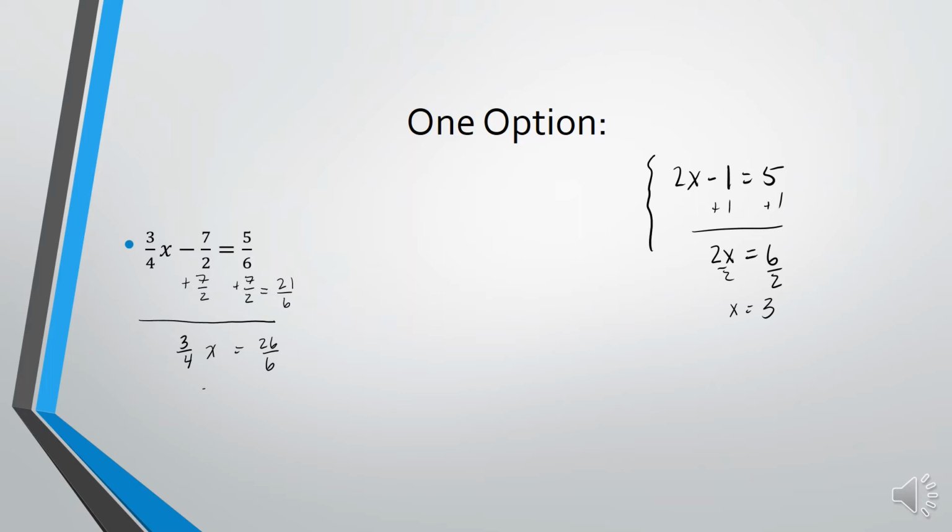And before I go any further, I do want to reduce that fraction. Otherwise, I'm going to have to do it later. So 26 over 6, I think that's 13 over 3. So I divided both the top and the bottom by 2. I pulled out that factor of 2. Next, if you're looking back at my simplified example, we divided by the coefficient. So I'm going to divide both sides by my 3/4.